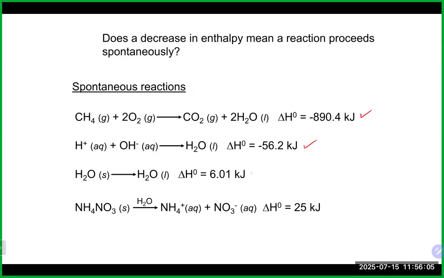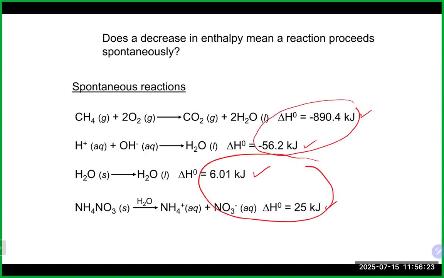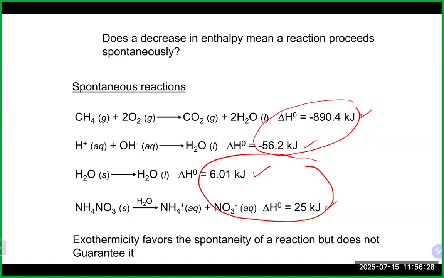This is actually melting of ice, positive delta H, and this is dissolving to make a solution, basically, and that's also positive. So these are all spontaneous reactions that will take place, and as you can see, we got a couple that are exothermic, we have some that are endothermic. So just based on this example here, we can see that just being exothermic does not necessarily mean that your reaction will be spontaneous. A lot of times, being exothermic does favor spontaneity.